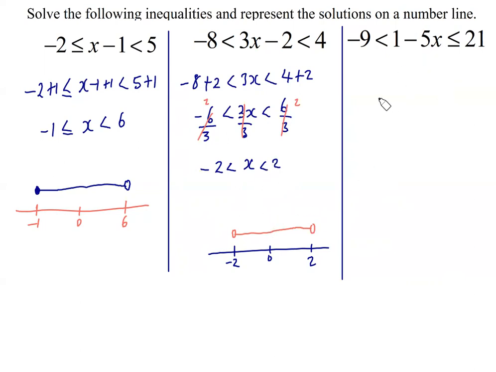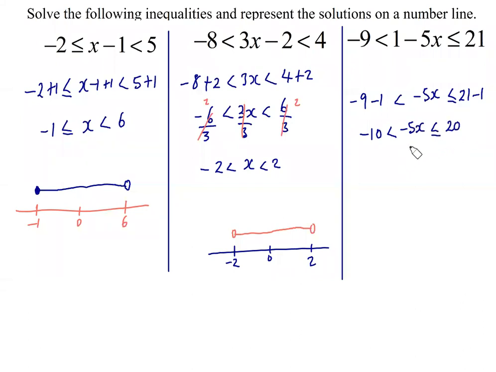Okay, let's have a look at the last one here. We're taking in the 1. So what do we need to do with the 1? We need to subtract the 1 on both sides, so it will be -9 minus 1 less than -5x less than or equal to 21 minus 1. So here we're going to have -10 less than -5x less than or equal to 20.